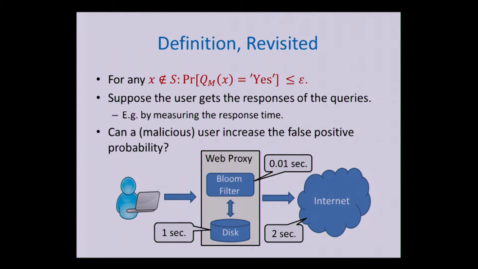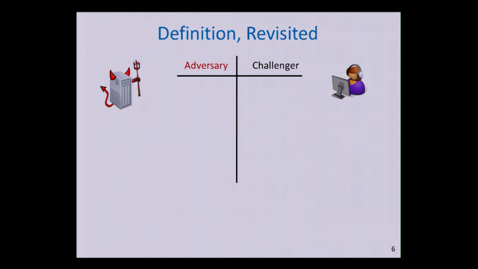And the question that arises: what can a user do? Can he increase the false positive rate by doing a sequence of adaptive queries? So let's try to formalize this a bit. What I want to do is take the original definition of the Bloom filter and draw it as a game, as we do in cryptography in many cases.